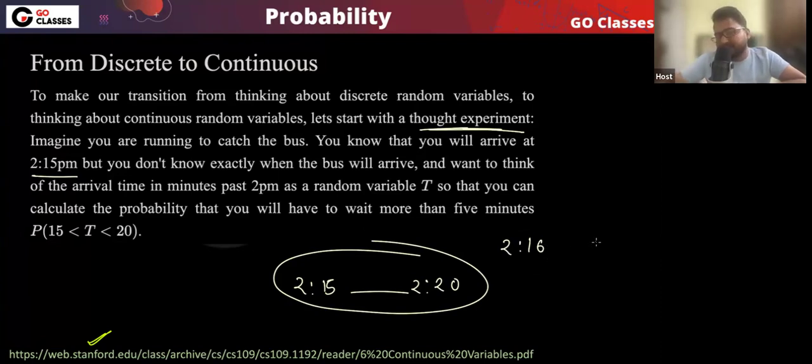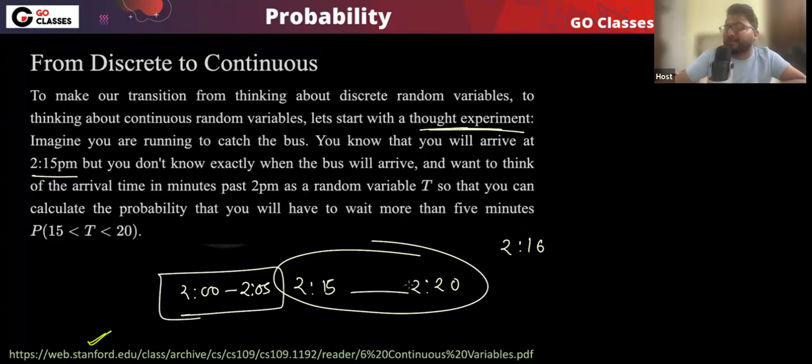You are generally interested in whether the bus will arrive between 2:15 and 2:20 or not, or maybe between 2 and 2:05 or not, right? Something like that. So you are more interested in the range instead of the discrete value, that okay, you are interested in 2:16 like that.